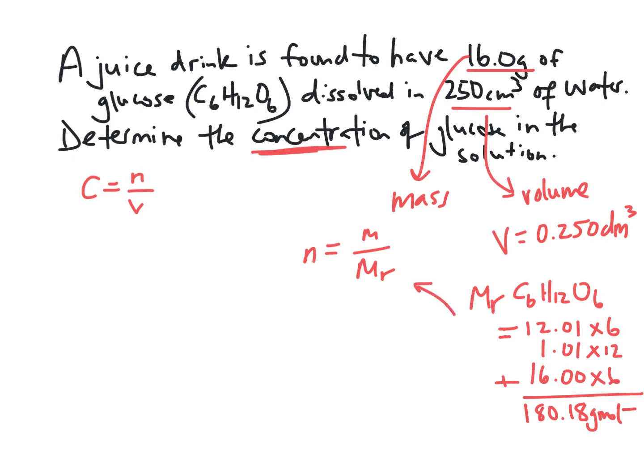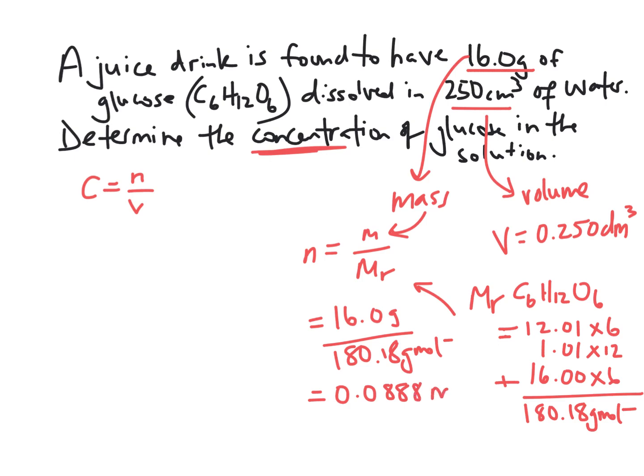So that's going to go in there, and the mass is going to go in there, which we had as 16 grams. So let's pump it all in: 16 divided by 180.18 grams per mole is equal to 0.0888, what a lucky number, moles. So that's our value of n. Alright, we are off to the races. I'm just going to switch colors here so you can see what I'm doing. There's our number of moles, and there's our volume, and we're going to sub those in there. Ta-da!